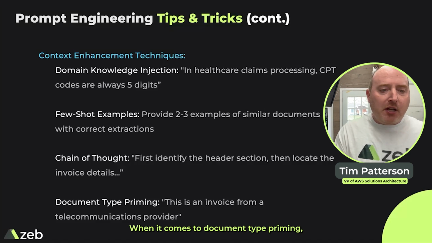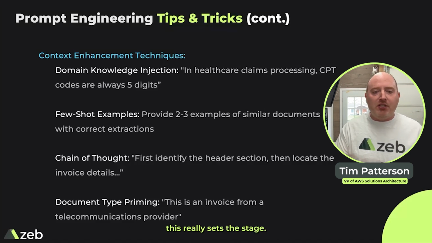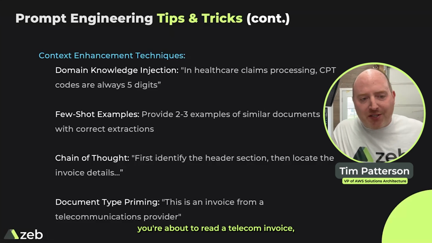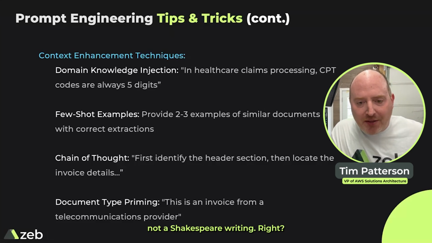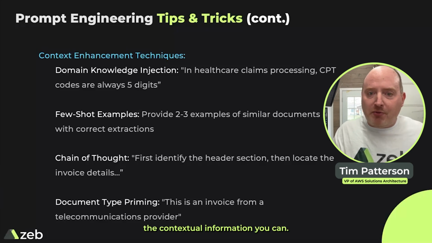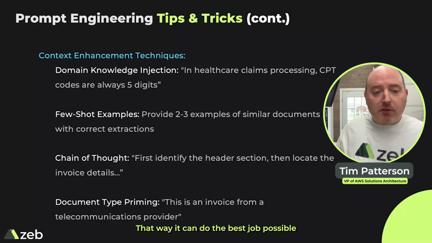When it comes to document type priming, this really sets the stage. Like telling the AI agent, you're about to read a telecom invoice, not a Shakespeare writing, right? So you want to make sure that you're giving it all the contextual information you can. That way it can do the best job possible.